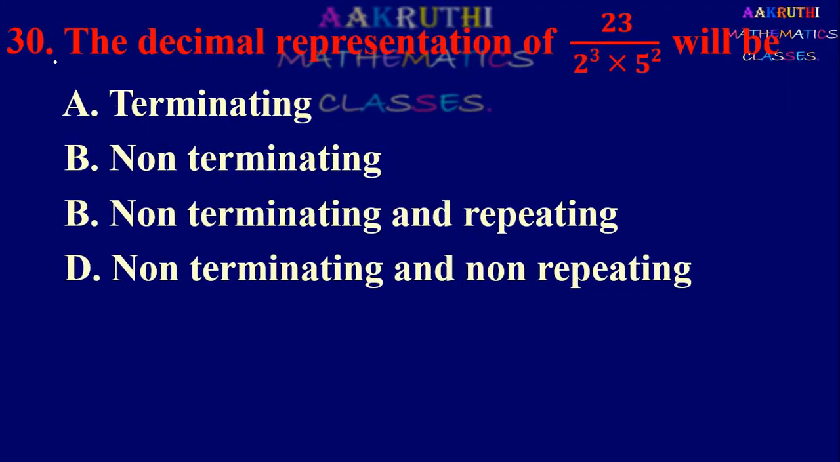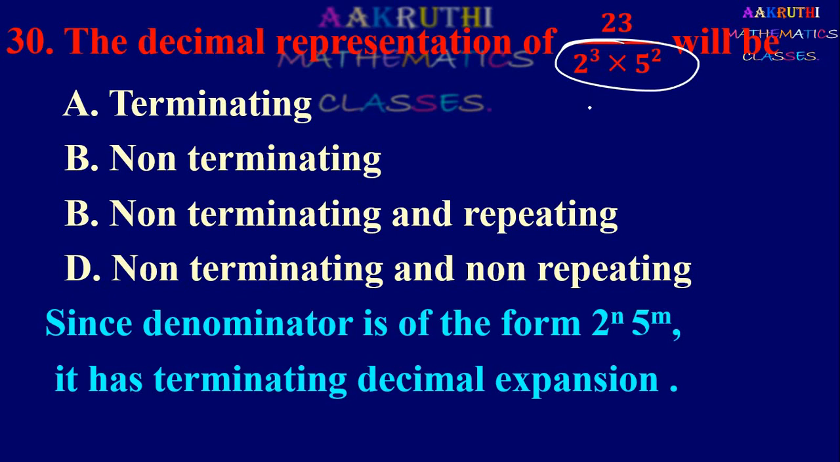So next question number 30. The decimal representation of 23 divided by 2 cube into 5 square will be terminating, non-terminating, non-terminating and repeating, or non-terminating and non-repeating. So here in the denominator we have only 2 power 3 and 5 power 2. Since the denominator is of the form 2 to the power n into 5 to the power m, it has a terminating decimal expansion. So which is option A.